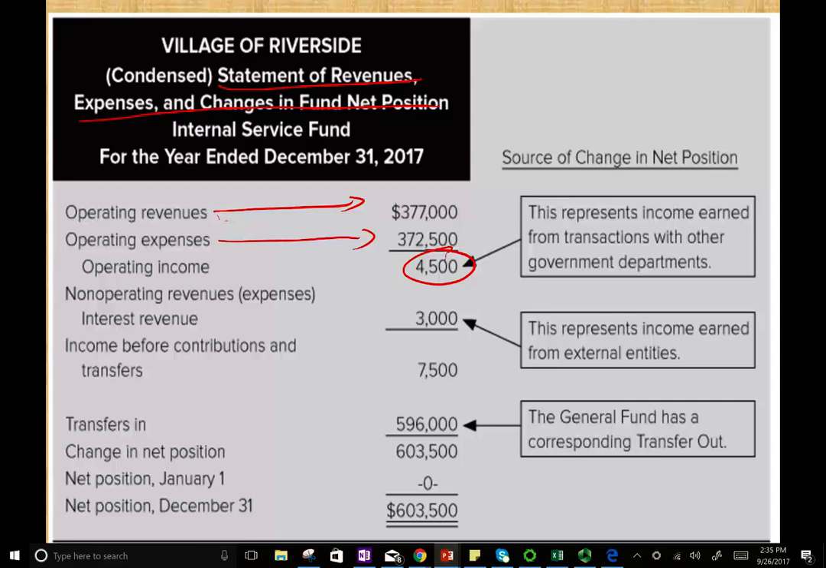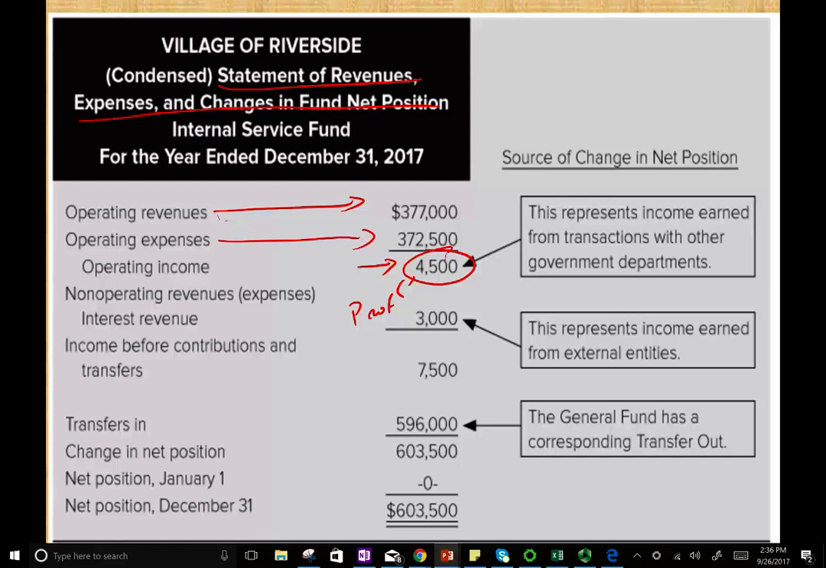So simply put, we have 4,500 in profit. This represents income earned from transactions with other governmental departments. So what happened? We added them here, right? But in the other governmental fund, we have an extra expenditure of 4,500.